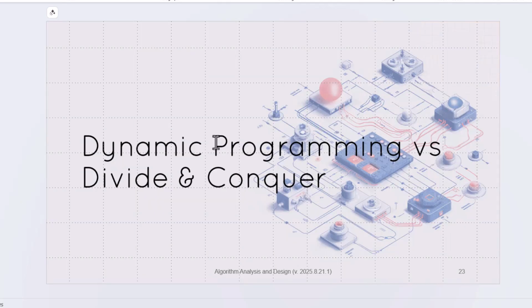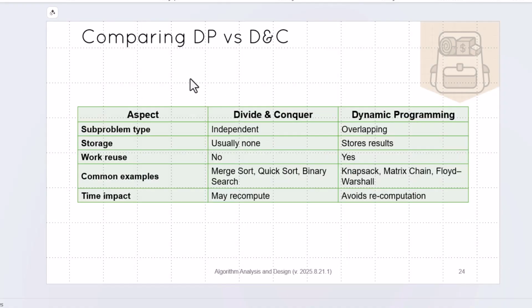Okay. All right, dynamic programming versus divide and conquer. So the subproblem type with divide and conquer is that the subproblems are independent, typically. With dynamic programming, it's better to use when we have overlapping subproblems, or we get the benefit when we have overlapping subproblems. Storage, usually we don't have extra storage with divide and conquer, so that's one of its benefits. But with dynamic programming, we have to store results of some sort. Sometimes it's a table, sometimes it's a cache, sometimes it's the rolling row, or just single values for 1D information.